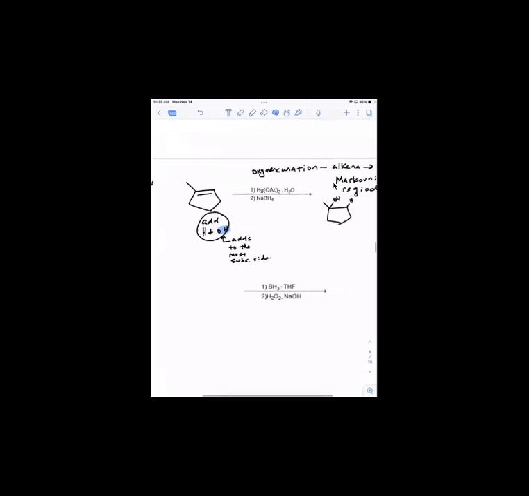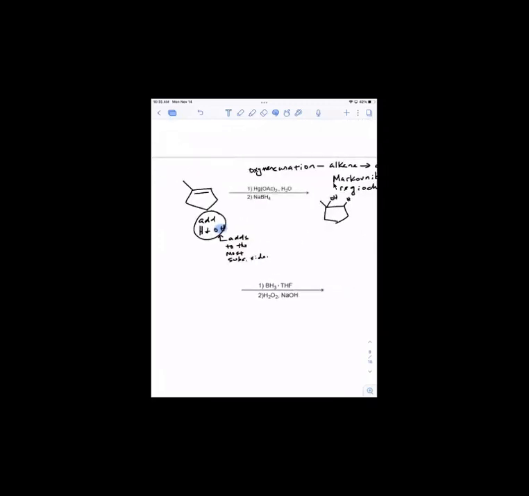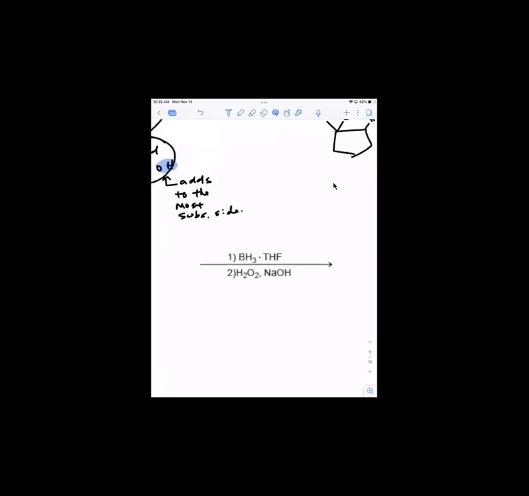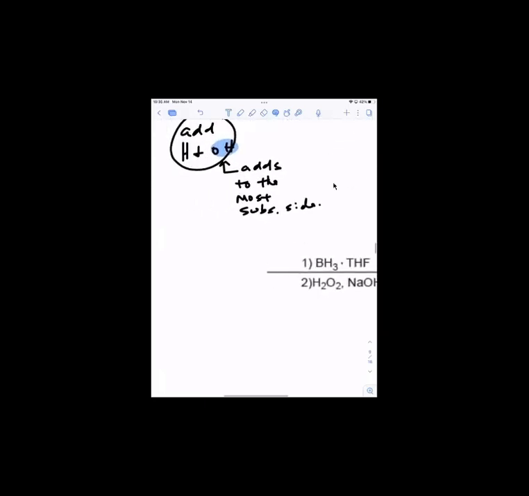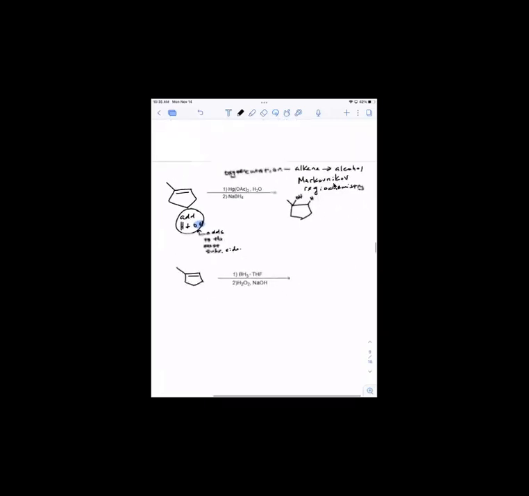Right. So hydroboration is not the same reaction. It's a similar reaction, right? But the essence is the same. Add H to one side, add OH to the other side. It's the thought and the idea behind it is the same. So if I take this alkene, same alkene, I'm going to get an alcohol, but this is anti-Markovnikov.